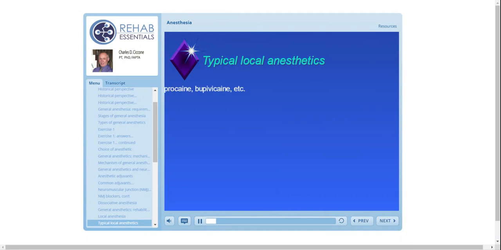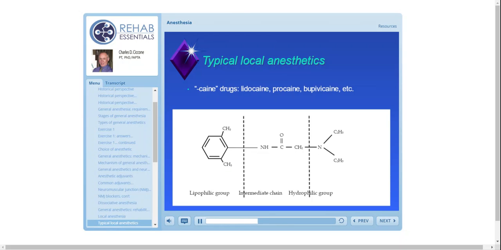Typical local anesthetics are pretty similar to each other chemically, and they tend to have this caine suffix. So drugs like lidocaine, procaine, bupivacaine, and so forth, they're structurally similar. You can see the structure of lidocaine here has a lipophilic group on one end, a hydrophilic group on the other, and they're connected by this intermediate chain. So these drugs are sort of like a key that's going to fit into a lock, the lock being on the neuronal membrane to shut down activity on that neuron. We'll see how that works in just a second.